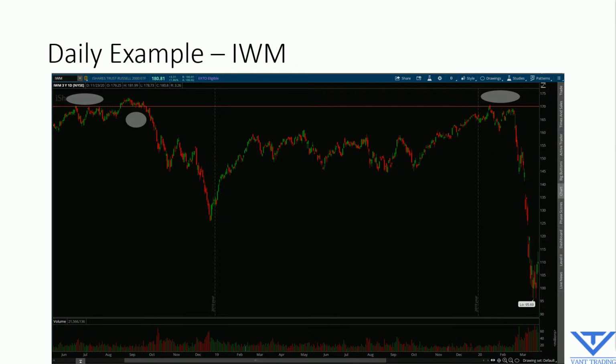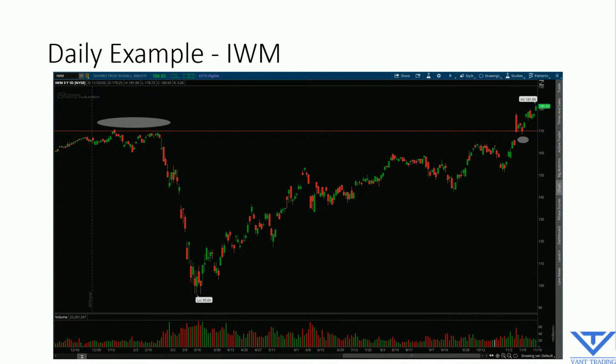Now let's look at where we are right now in the IWM. Remember that 170 level? Bam! We've come back to it. We gapped up over it, and look, the gap up that sent us over that was not artificial, but it was vaccine headlines. And we've pulled back.